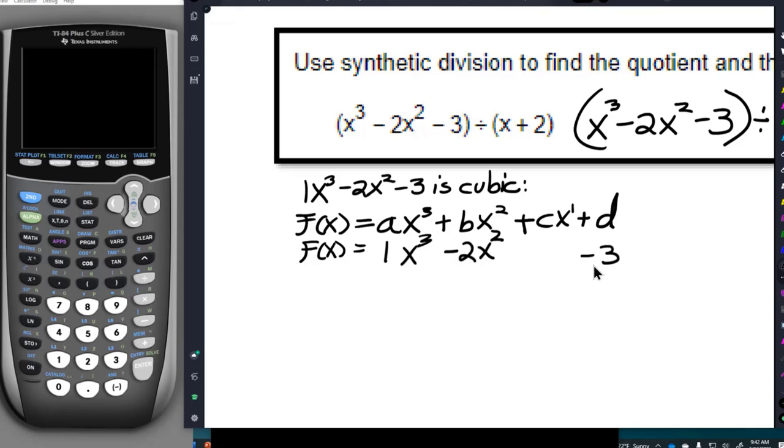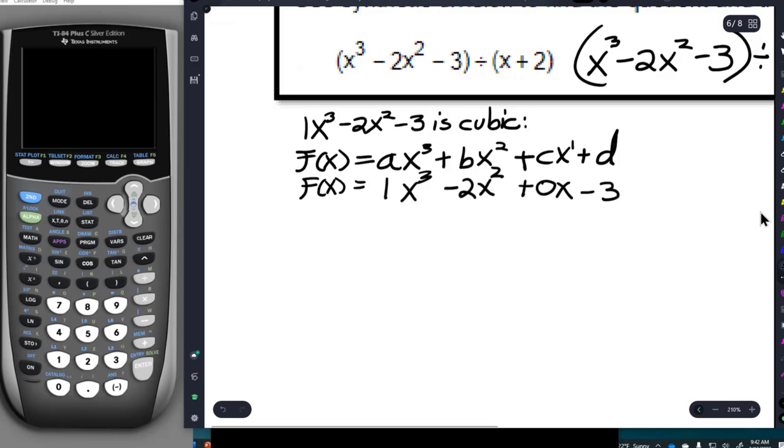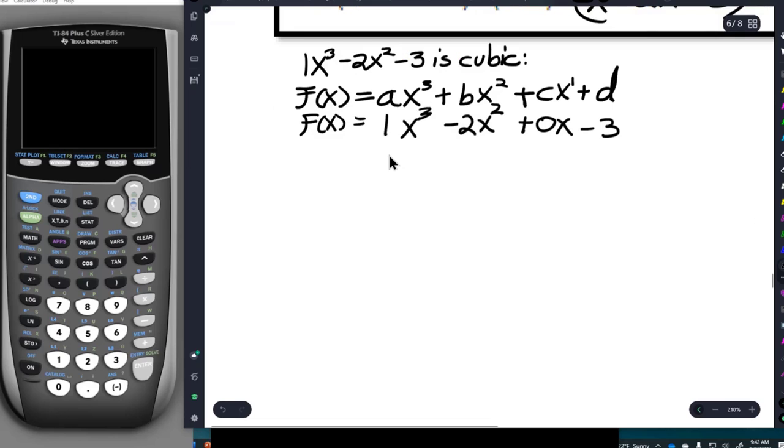We're just going to have to put in a placeholder, just like you do in matrices. Plus 0x. Now there's not a crisis. Yay! I know that I can write my synthetic division this way now. 1, negative 2, 0, negative 3.